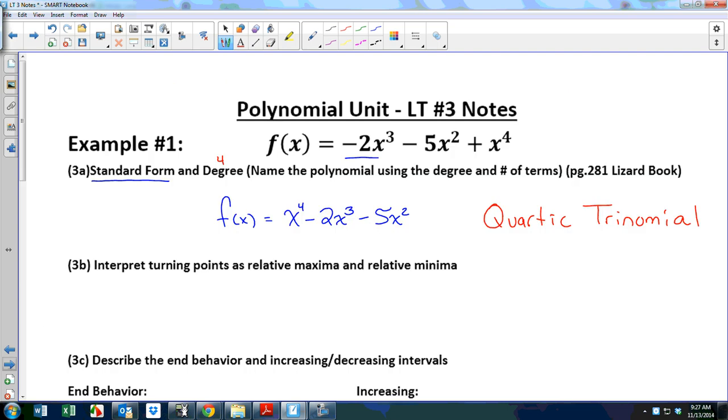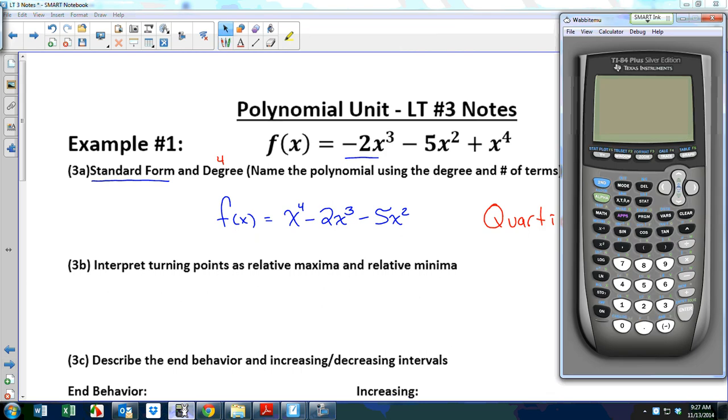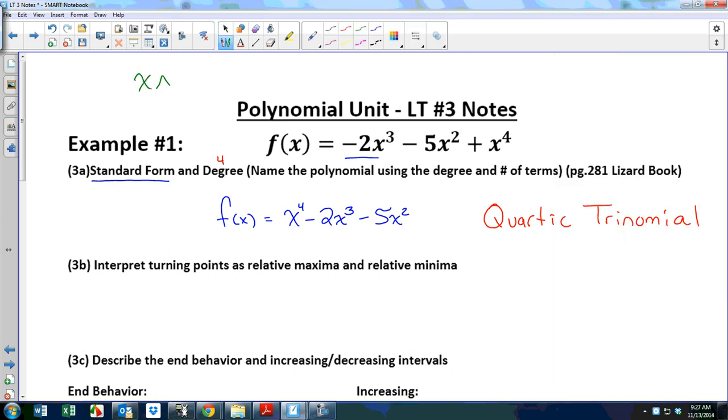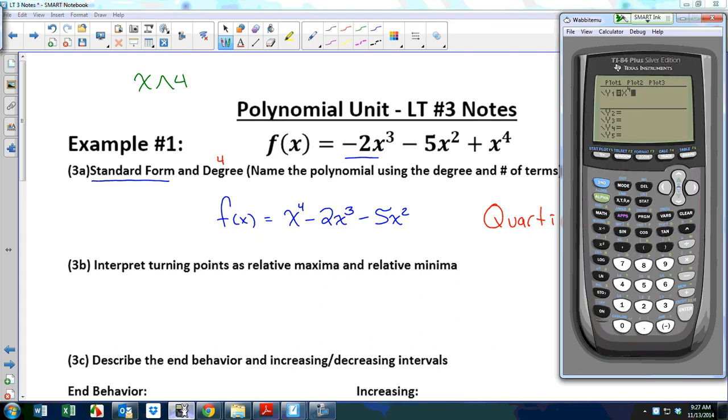Okay, all right. Grab your calculator, and we're going to need to graph this to do the rest. All right, y equals, clear out the old one. Let's see, x to the 4th, x caret 4. If you have an old calculator, an old operating system, when you type x caret 4, it's probably going to look like that. And that's fine. If you have a newer operating system, it's going to take that 4 and put it in the exponent. All right, then minus 2x cubed.